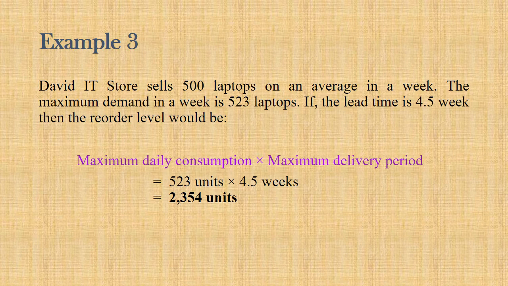Now we know that the reorder level formula is maximum daily consumption into maximum delivery period. Maximum daily consumption is 523 laptops. That is, in a week the maximum demand is 523 laptops. So maximum daily consumption is 523 units or laptops, and the lead time, or maximum delivery period, is 4.5 weeks. So you get a reorder level of 2354 units.